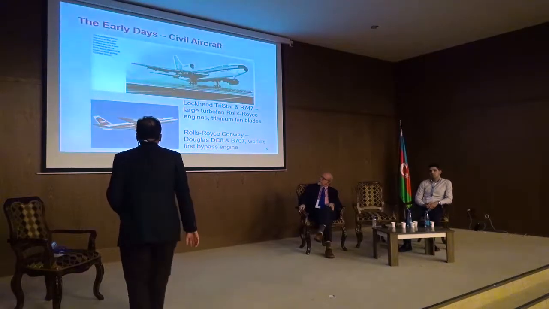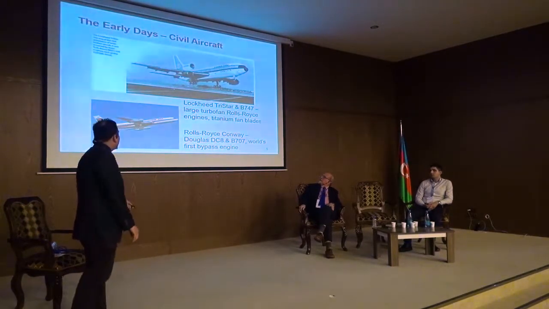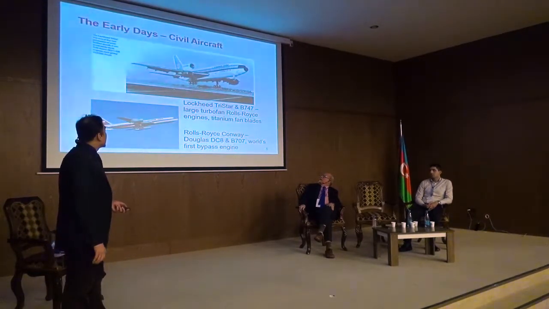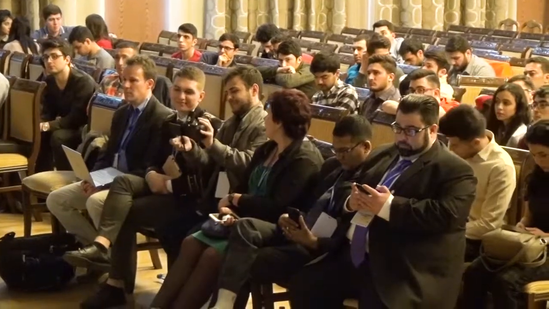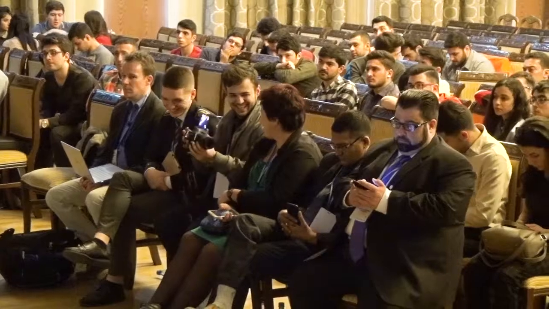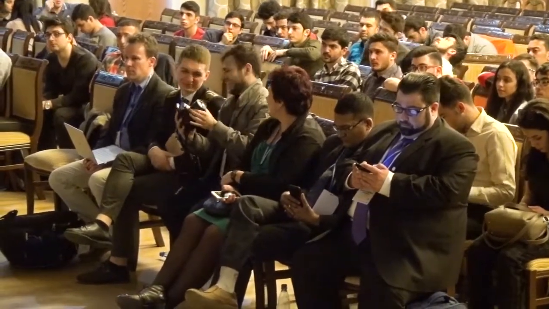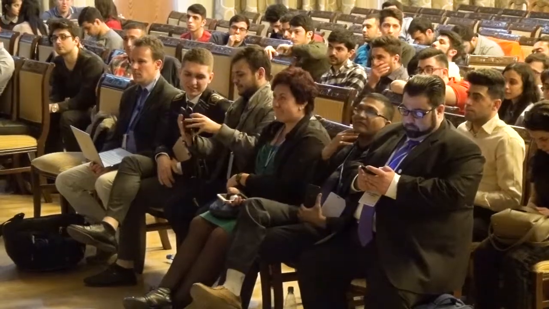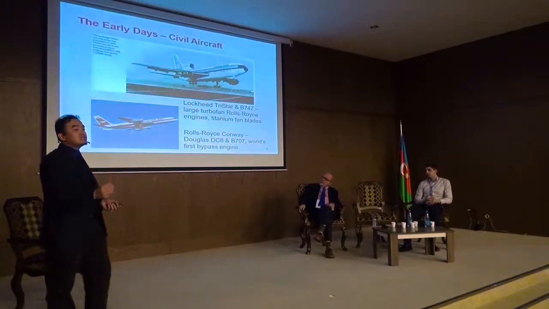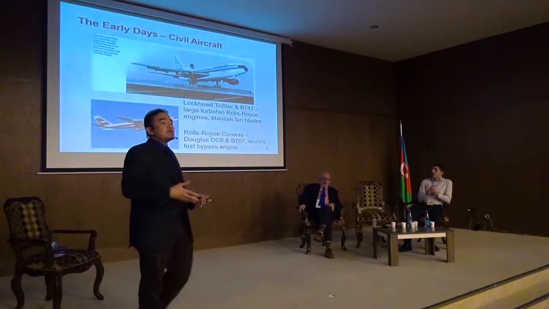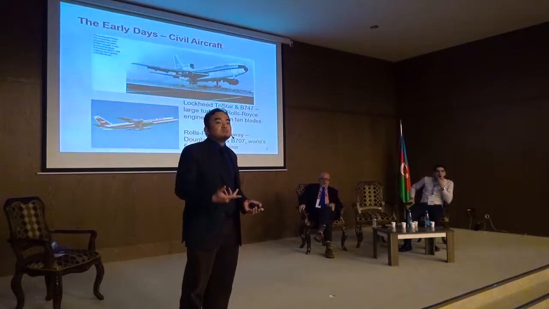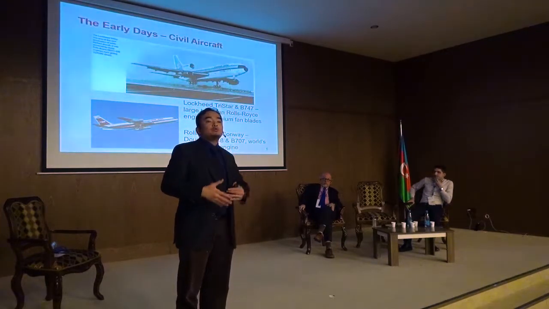Then we have the Conway, again developed by Rolls-Royce. The Conway has twice the thrust compared to the Avon, the previous one. It was used by the Douglas DC-8 and also the Boeing 707, the world's first bypass engine. What does it mean by bypass engine? Bypass means that it's more like a turbofan.